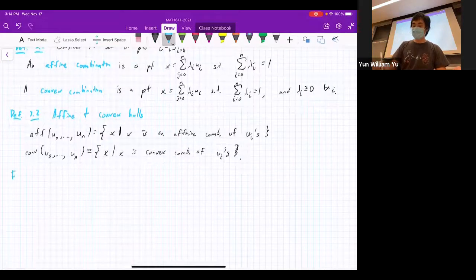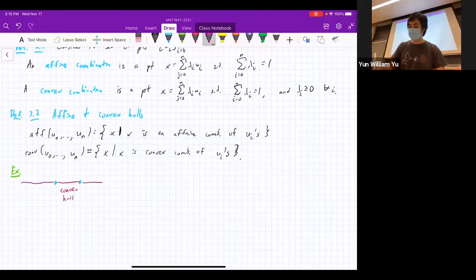And let's draw a couple of pictorial examples. I think I'm going to use green for my examples in this lecture. If you have two points in the 2D plane, let's say we have two points here, the convex hull of these two points is going to be this region in between them. And the affine hull is going to include all this region out here, the affine hull of the same two points.